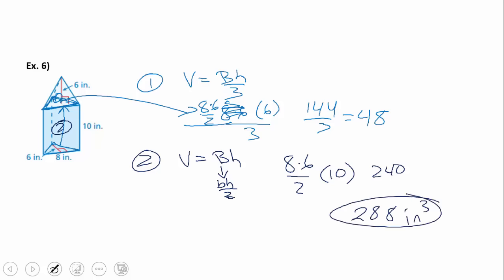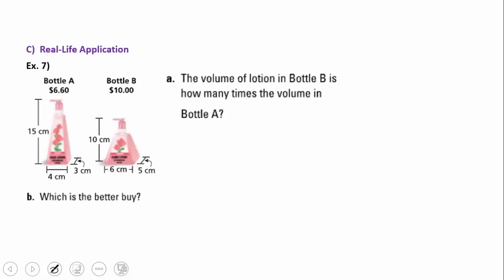All right? So once again, it's just breaking things down, ladies and gentlemen. It's just, hey, what figures do I have? How do I find the area of them? What's the shape of the base? And let's add them all together, and bingo.